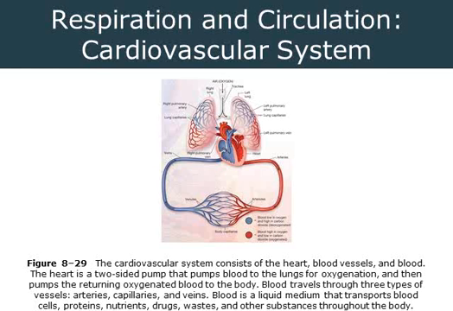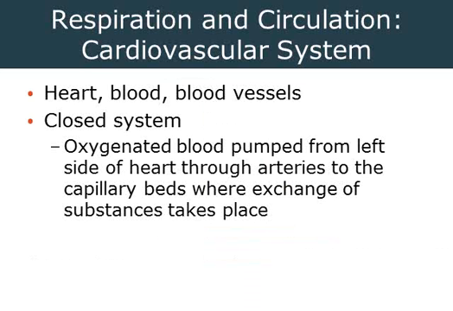So the white blood cells and how they combat various toxins and antigens in the body. Our cardiovascular system is a closed system. Oxygen gets pumped from the left side of the heart through the arteries to the capillary beds, where the exchange of substances takes place. It returns to the heart via the veins, through the vena cava, and then back to the heart.